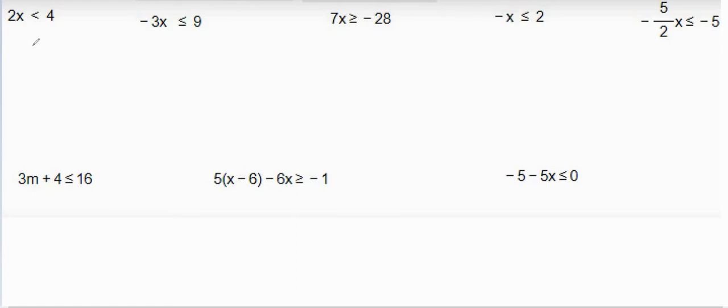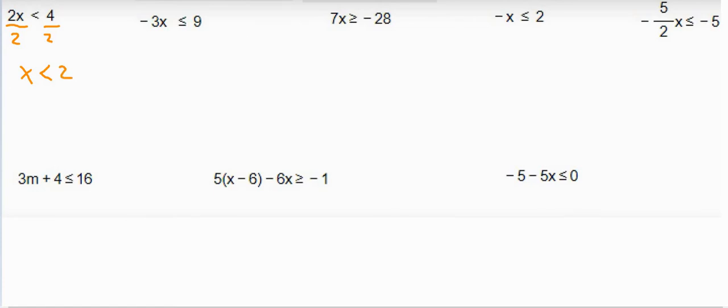So solving inequalities is almost the same thing as solving equations. For the first one, 2x is less than 4. 2x means 2 times x, so the opposite or inverse is to divide both sides by 2. And when we do that, we're going to get x is less than 2.